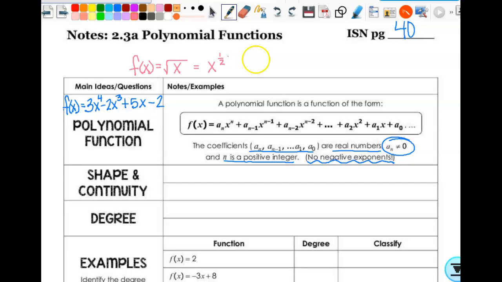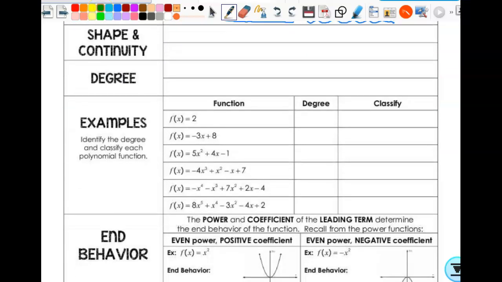So I also want you to think about what this looks like. This is what the square root function looks like, right? And we'll come back to that. So we don't have to write a whole lot, we just say it's not a polynomial. That's the point I want to make. Not everything we've looked at is a polynomial, and we'll know that for a couple of reasons in just a second, okay?